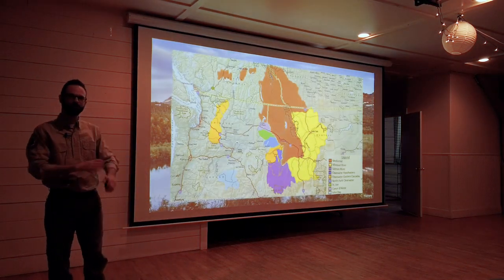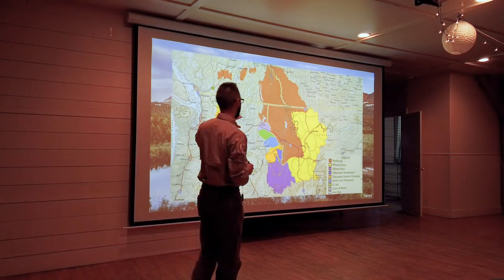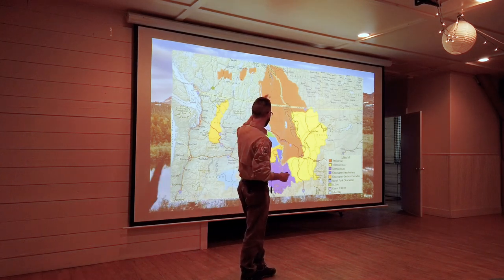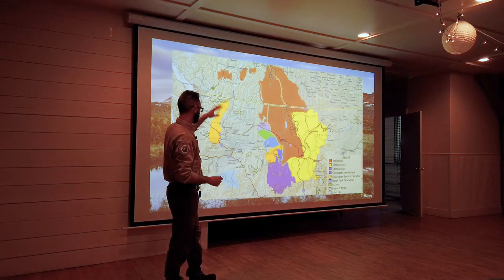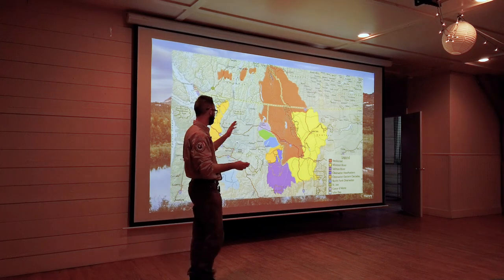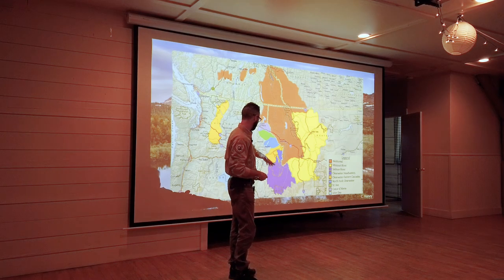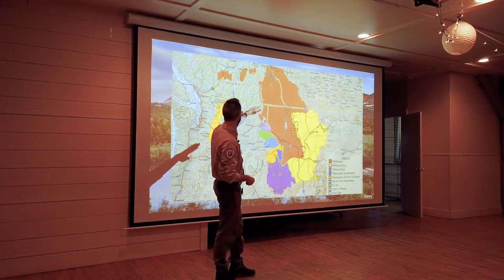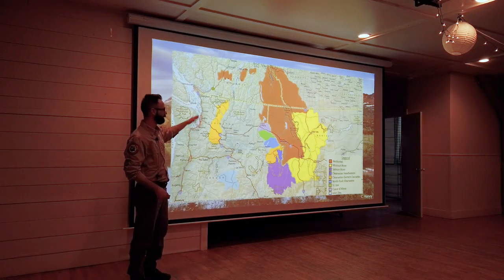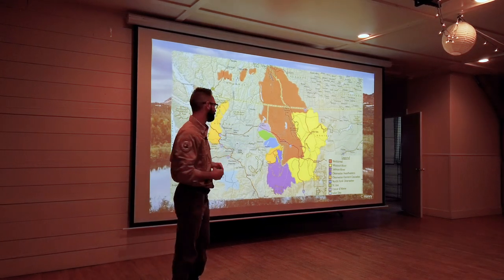So Westslope cutthroat trout were originally one of the most widely distributed subspecies of cutthroat trout. The core of their range is centered along the Idaho-Montana border. This figure actually comes from a genetics paper, where these different colors represent different lineages within the subspecies, but we won't get into that. The range extends from the Salmon River drainage in Idaho up into the Kootenai in Canada, and then you have some disjunct populations in British Columbia, the east slope of the Washington Cascades, and then the John Day River Basin, a little separated.